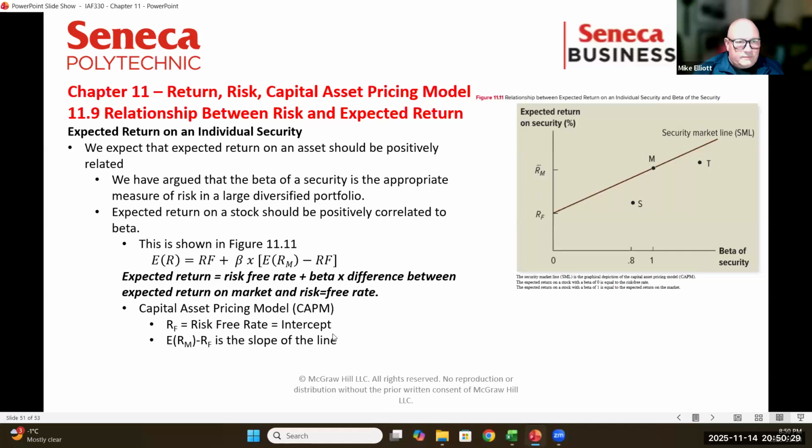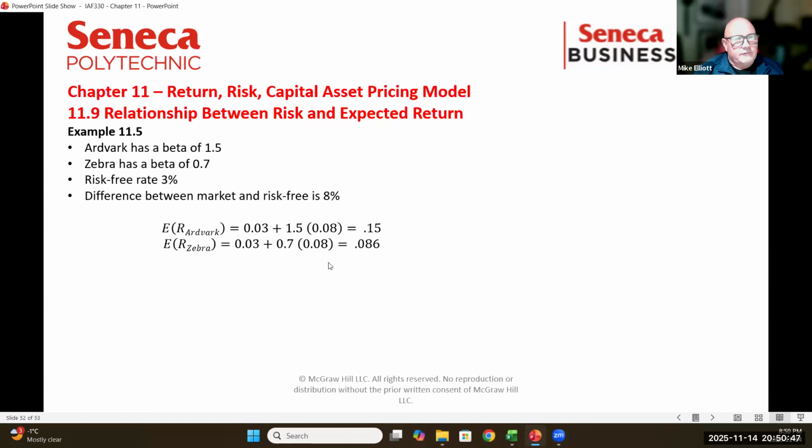The risk-free rate is the intercept of this line. Sorry, risk-free rate is this intersect here. The slope of the line is the expected return minus the risk-free rate. For example, Aardvark has a beta of 1.5. Zebra, I don't care how you pronounce it, has a beta of 0.7. The risk-free rate is 3. The difference between the market and the risk-free rate is 8.